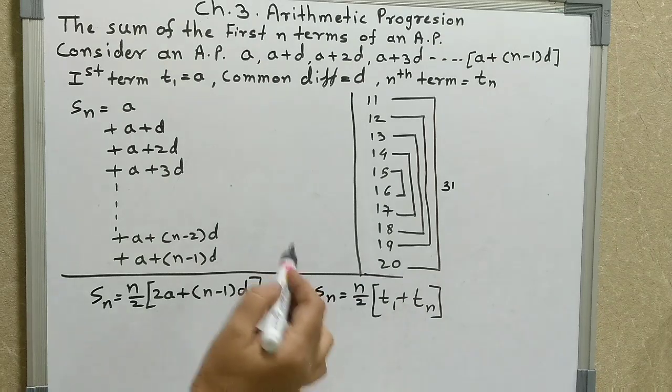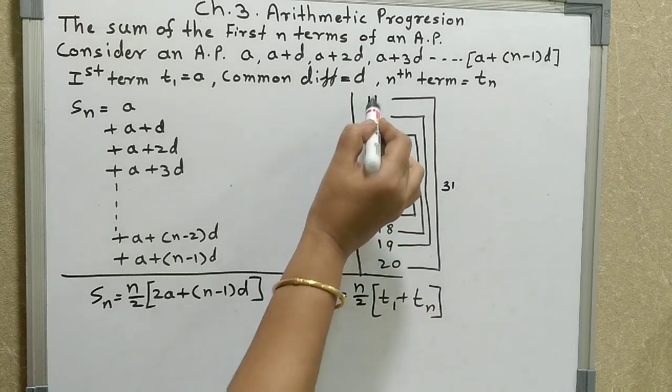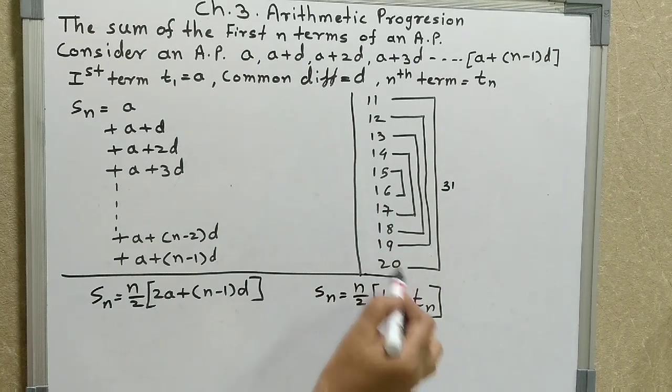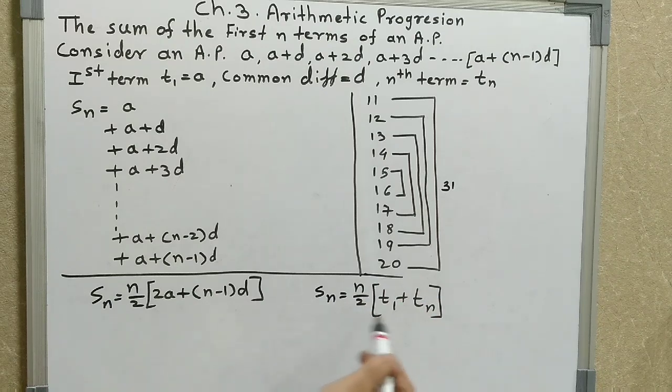So in this we form the number of terms divided by 2. So the number of terms is n, divided by 2. So 10 upon 2, we form 5 pairs. So n upon 2 multiplied by the first term T1, which is 11, plus the last term 20. So we form this basic formula to find the sum of n terms.